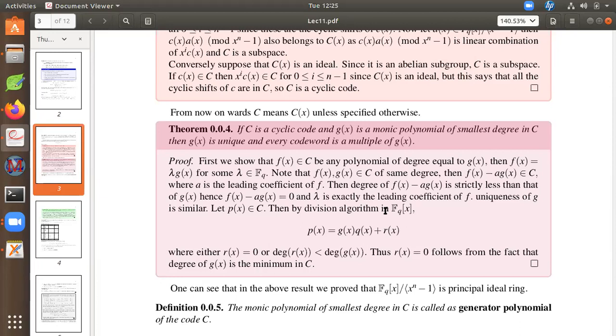Now I'm proving that if I take any code polynomial or code word, then I want to show that it is divisible by g(x). How do you prove it? You know the division algorithm in F_q[x], since F_q is a field, the division algorithm will hold. So p(x) = g(x) q(x) + r(x), right? By the division algorithm, r(x) = 0 or degree of r(x) is less than degree of g(x). If r(x) is non-zero, then we are in trouble, because the degree of r(x) is less than the degree of g(x). So r(x) has to be 0. All right. Any questions?